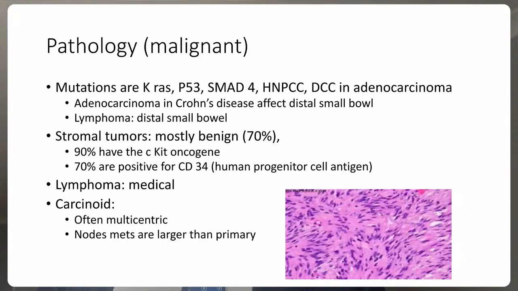You'll find that the c-kit oncogene mutation is particularly prevalent, and it is positive in 90% of the cases. We also do a specific stain for a certain antigen, which is the human progenitor cell antigen. That's the CD34, and that's positive in 70% of the cases of gastrointestinal stromal tumors. Now, they are treated in the same way that we treat gastrointestinal stromal tumor of the stomach.